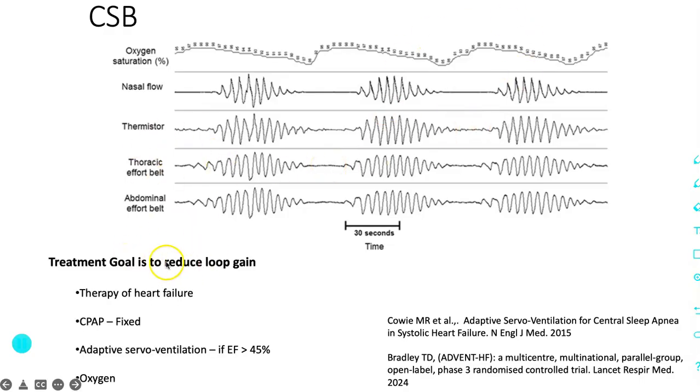The treatment goal is to reduce the loop gain by therapy of the heart failure. That is the main important point. First line of treatment is to stabilize and enhance the cardiac functions. Whether using a CPAP or an ASV or oxygen therapy, if the heart is not stabilized, the intervention will have limited effectiveness, and hence the first line is the treatment and enhancement of cardiac function.